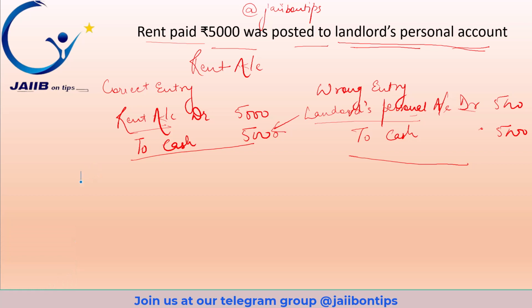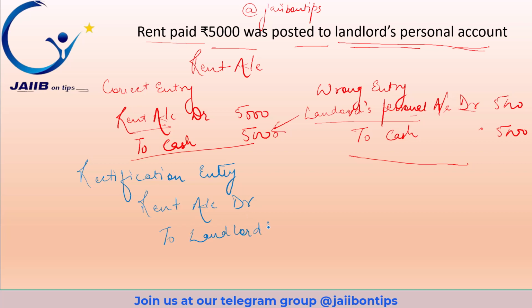Let's do the rectification then. The rectification entry will be rent account will be debited to landlord's personal account. Why? Because we have debited this account wrongly. Correct? So both the entries will be rectified and this will be the correct answer. I hope you understood this example very well.